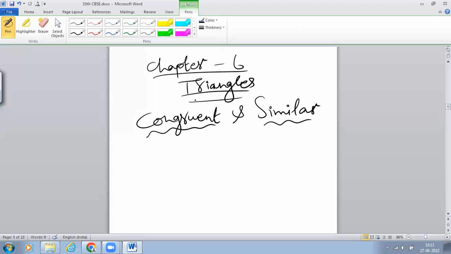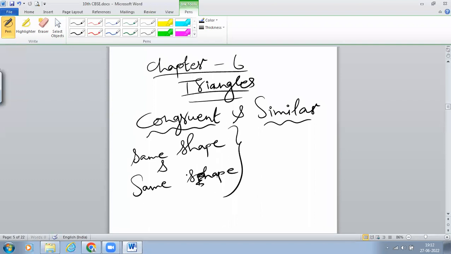For the meaning of congruent, for example, if I'm telling you these two objects or these two shapes are congruent, congruent means exactly the same shape as well as the same size. Listen carefully, again, I'm saying, same shape and same size. This is congruent. You know this, right? Yes or no? Yes, sir. Okay.